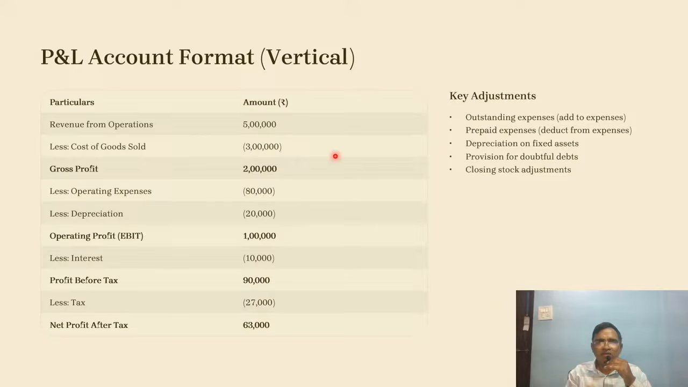So what are the key adjustments you have to mention here in the profit and loss account? Outstanding expenses and prepaid expenses are adjusted against expenses, depreciation of the assets is also on the debit side, then provision for bad debts and closing stock adjustment can be done in this profit and loss account.